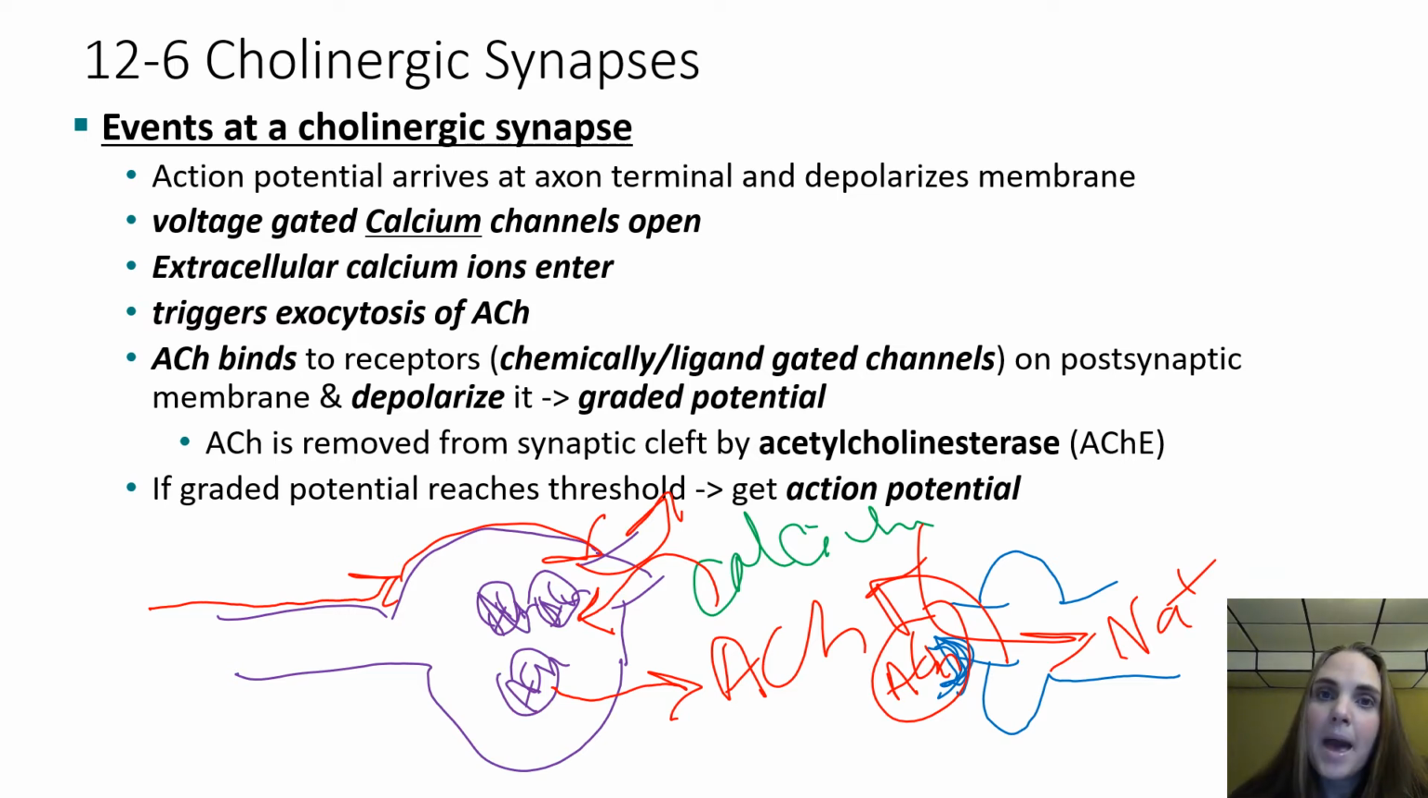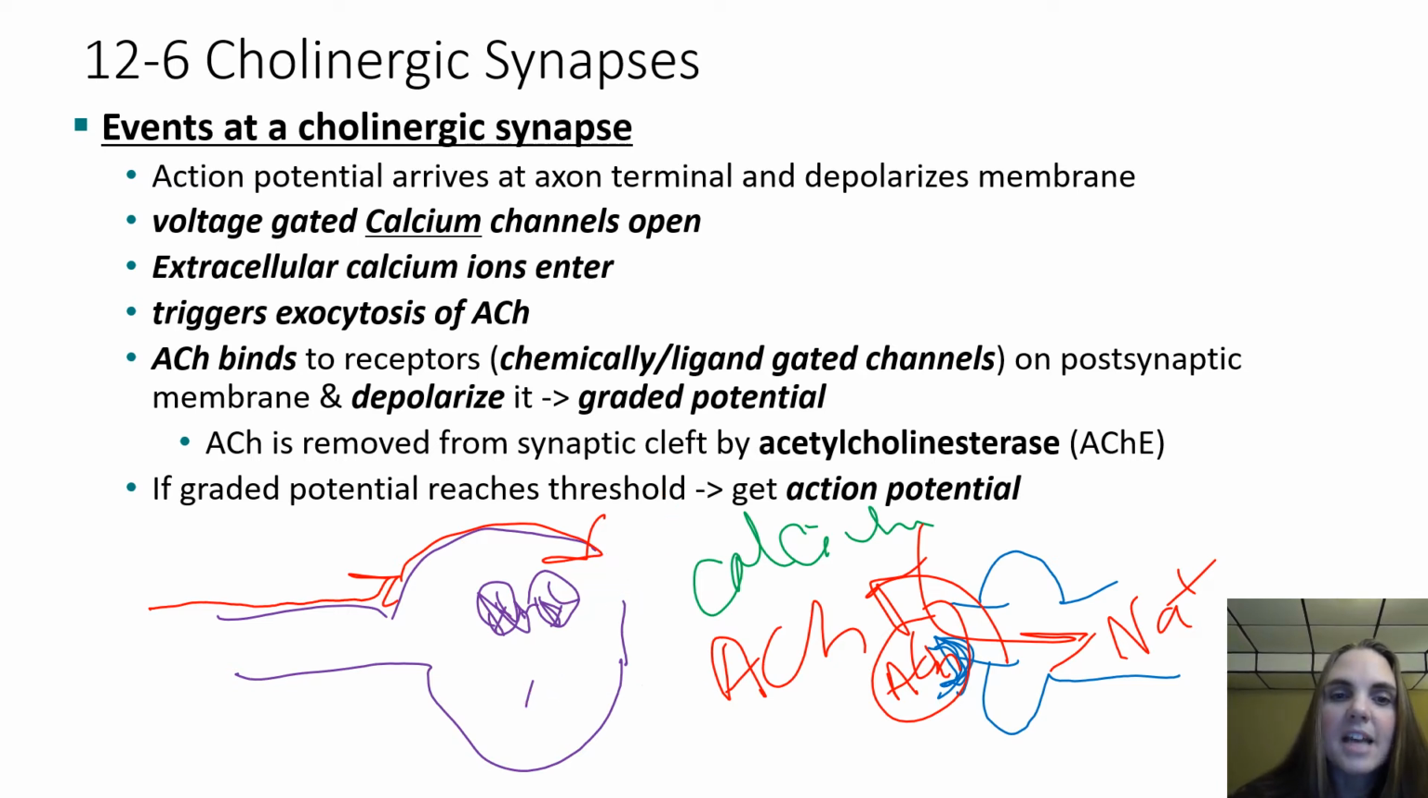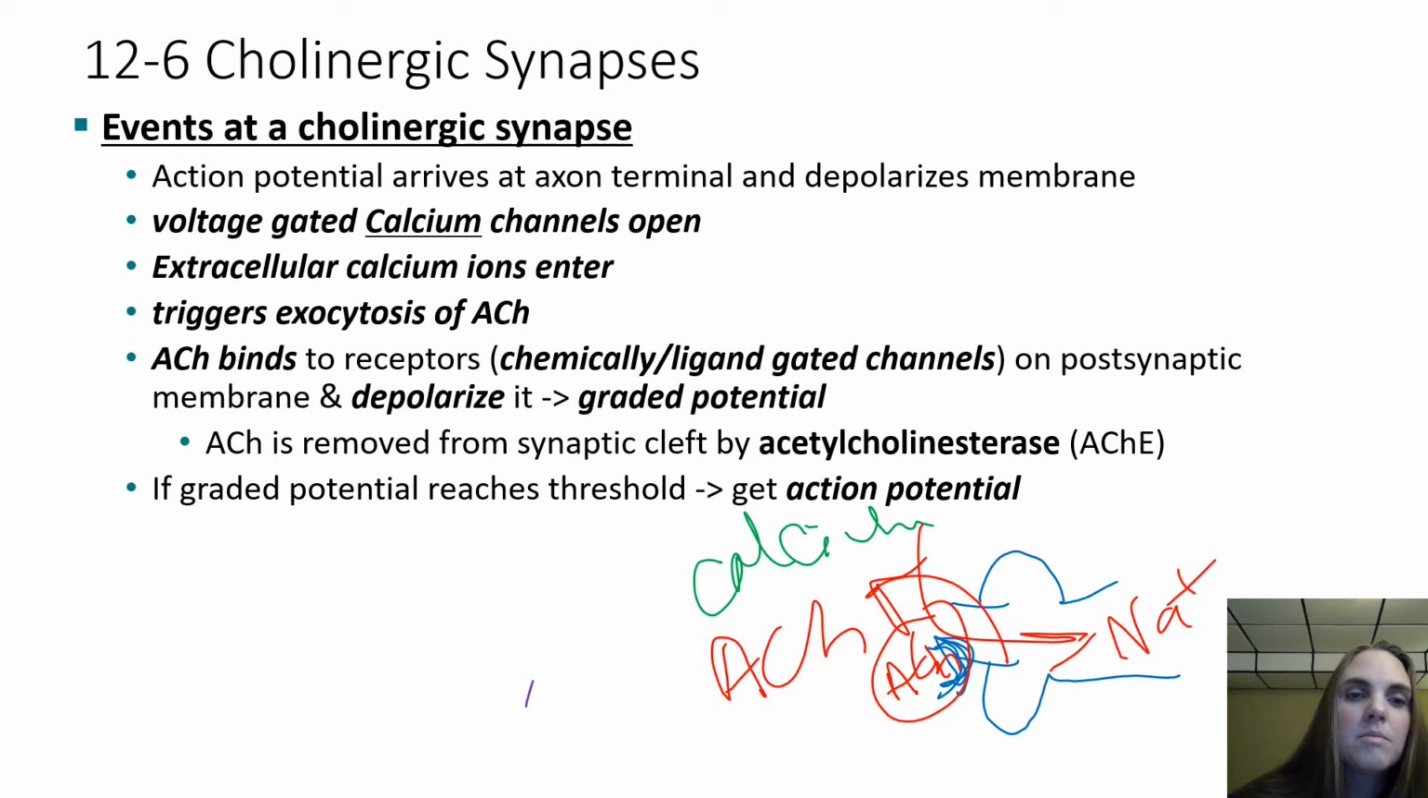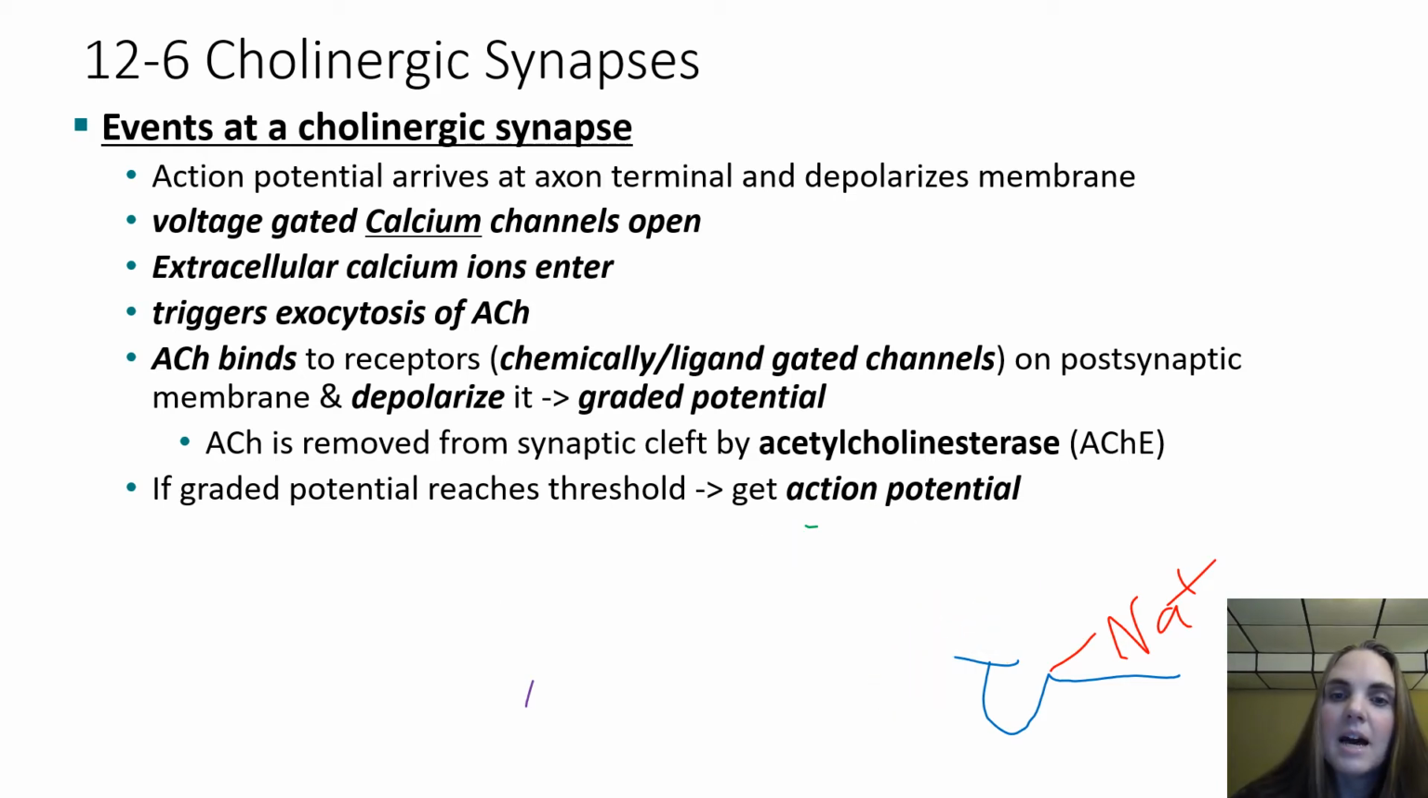That acetylcholine that bound to the postsynaptic membrane receptor is then going to be removed from the synaptic cleft by acetylcholinesterase, or AChE. And the acetylcholinesterase is going to break acetylcholine into acetate and choline. And so the acetate and choline are going to be basically recycled by the presynaptic cell or the body to create more acetylcholine.